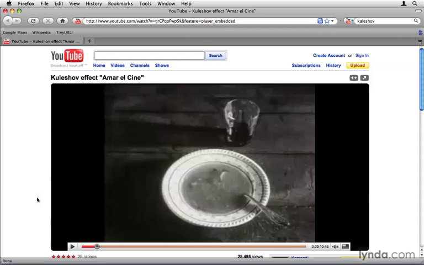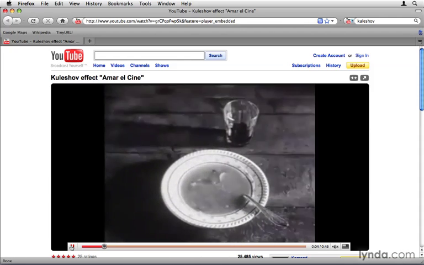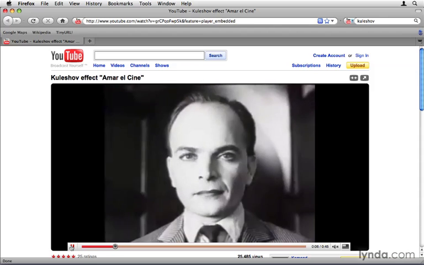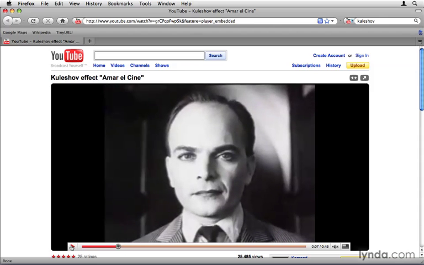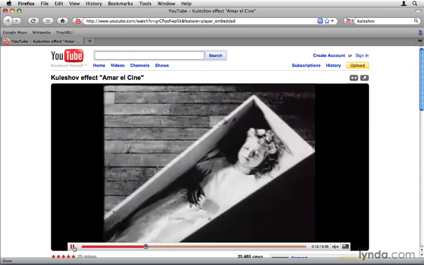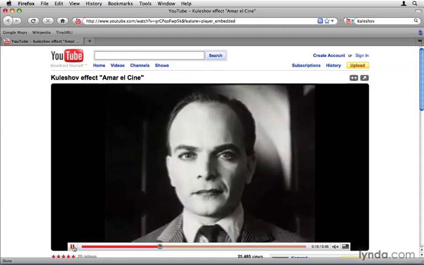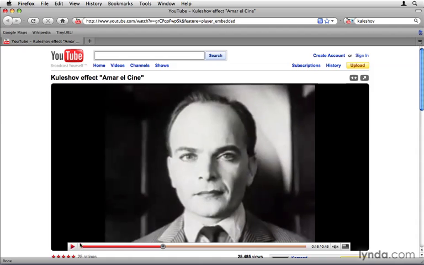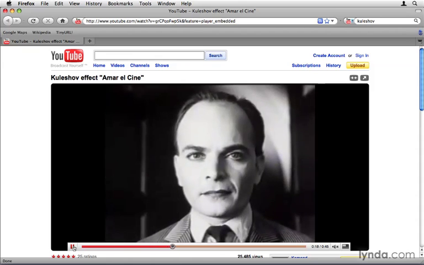And what he did is he performed this little experiment where he had an image of a bowl of soup, and he showed this to an audience, and then he cut that with a man's face. And so people said, wow, look at his face. He kind of looks hungry. His face seems to say, that looks like delicious soup. And then he would show an image of a little girl in a coffin. And then he would cut back to the man's face, and the man's face would seem to have tragedy. It would seem to appear touched, heartbroken, because of seeing the girl in the coffin.